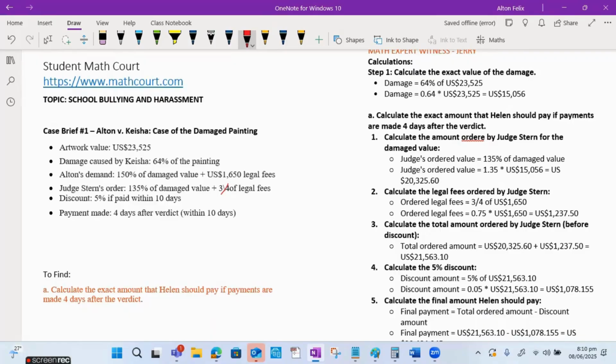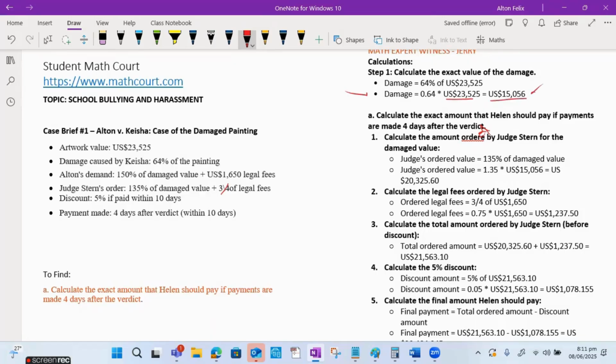So let's go. So there should be some minor correction here ordered. Calculate the amount ordered by Judge Stern for the damage value. So how much Helen should pay if payments are made 4 days after the verdict? Let's turn to Jerry's solution. The damage value of the painting should first be calculated, which is being shown right here. 64% of the total value gives us US $15,056.